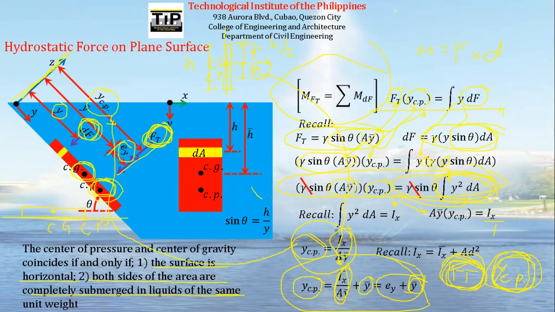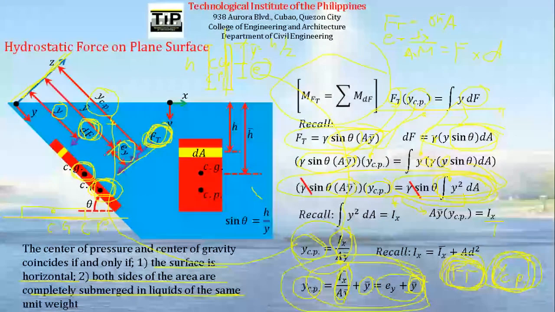Alright, so the formulas to remember are these three. Okay, so you have this equation, and then you have the equation for F sub T, gamma H bar A, and then for the eccentricity, I sub x over A y bar.